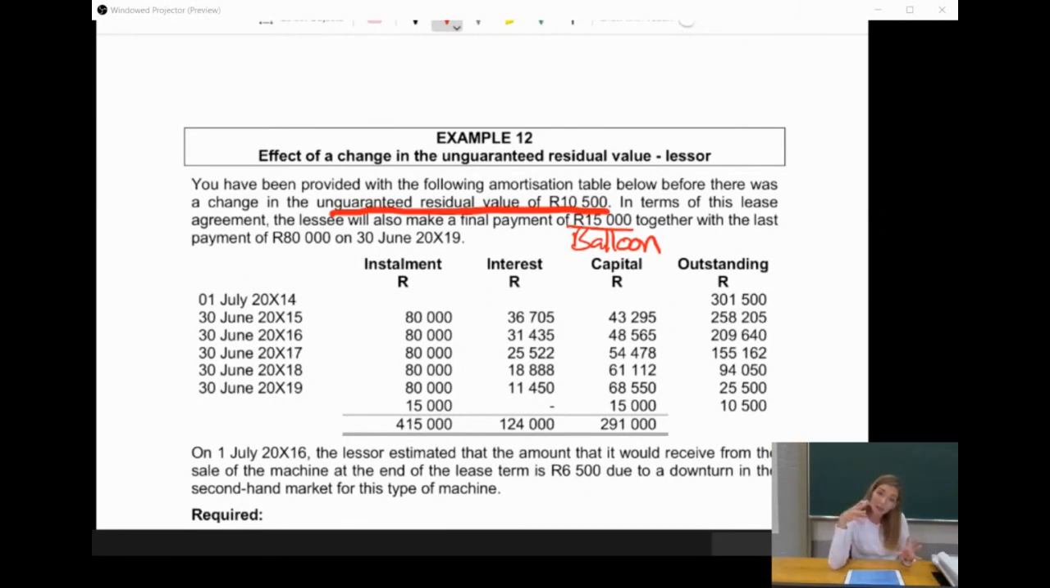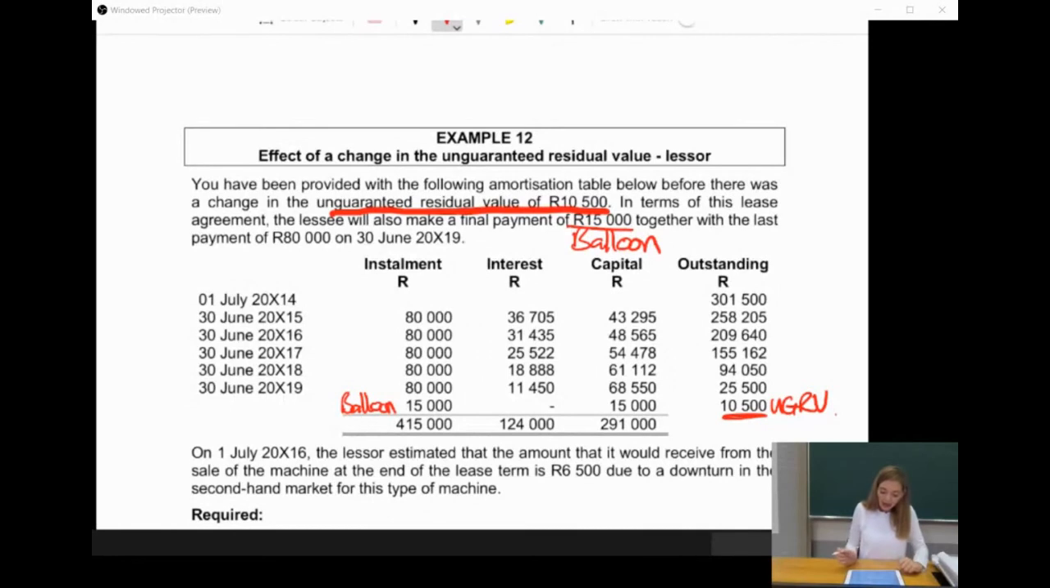And then at the start of the lease term, the lessor said, oh, I think I'm going to be able to sell this asset for 10,500 at the end of this lease. So there we have our unguaranteed residual value. And this 15,000 here is our balloon payment that we are getting from the lessee.